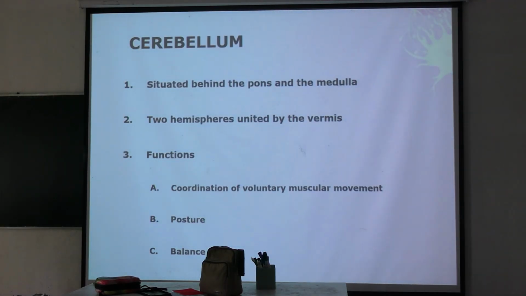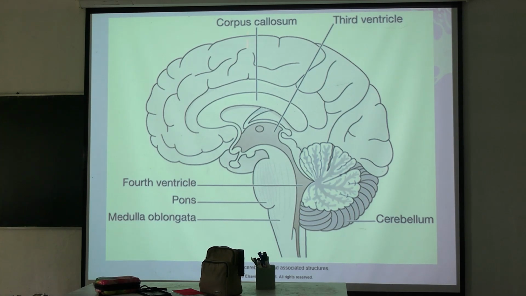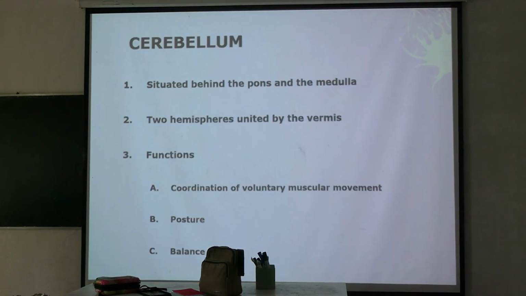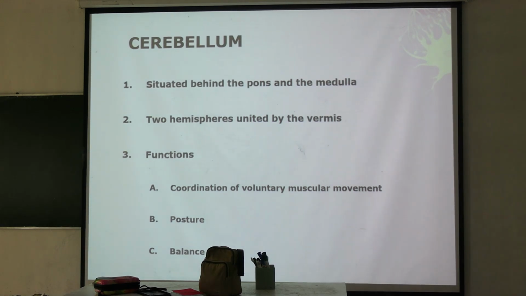Now, cerebellum, situated behind the pons and the medulla. I recall now, between the pons and medulla, this is in between, this is the cerebellum. Situated behind the pons and the medulla, two hemispheres united by vermis. Functions: coordination of voluntary muscular movement, posture, balance. If you write this like this, you just mention, you will get marks. You will get marks, okay?